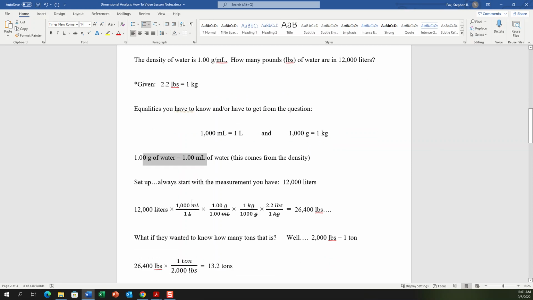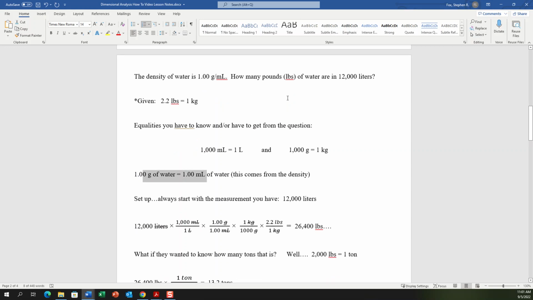All right. So when we start our dimensional analysis, again, our whole goal is figure out how many pounds this much water weighs. Okay. So 12,000 liters, right? So the first thing I'm going to do is get liters and convert it to milliliters. And the reason I'm going to do that is because the density was mass per milliliter, not mass per liter. So I'll take this equality and I'm going to put 1,000 milliliters on top, because that's the unit I want, and I'm going to put 1 liter on the bottom, so that's going to cancel out liters.